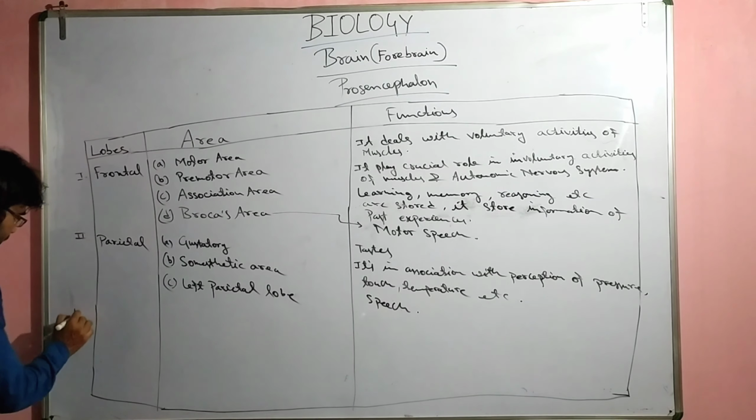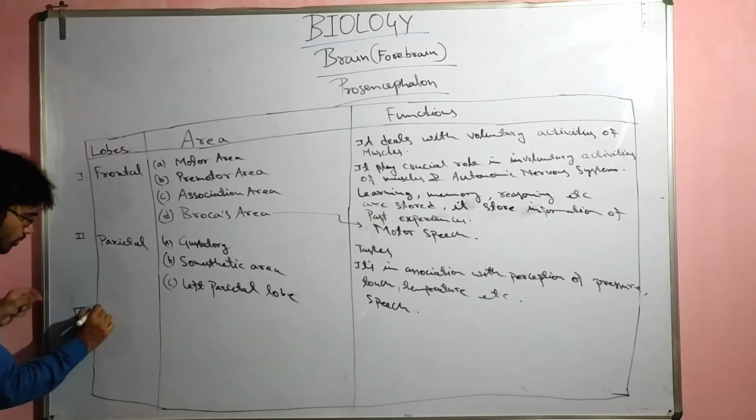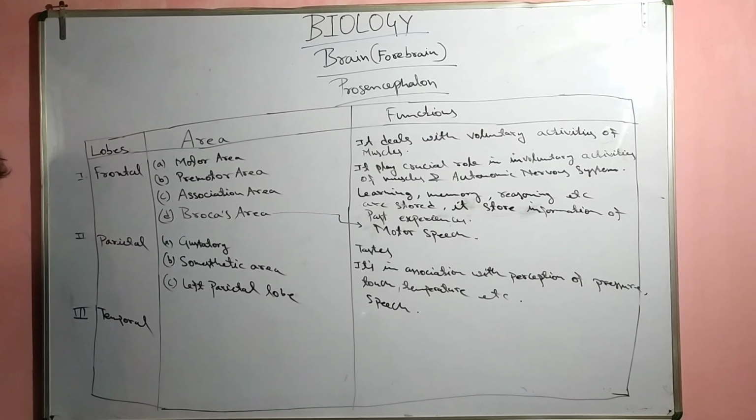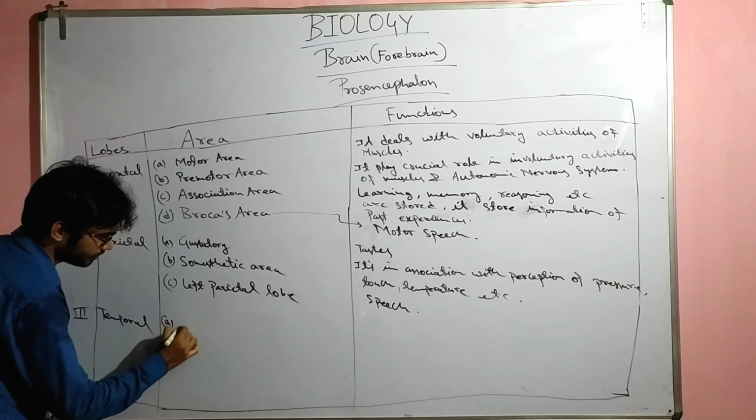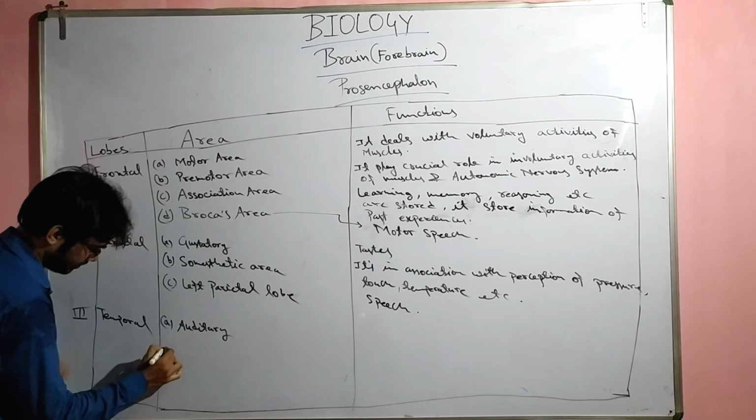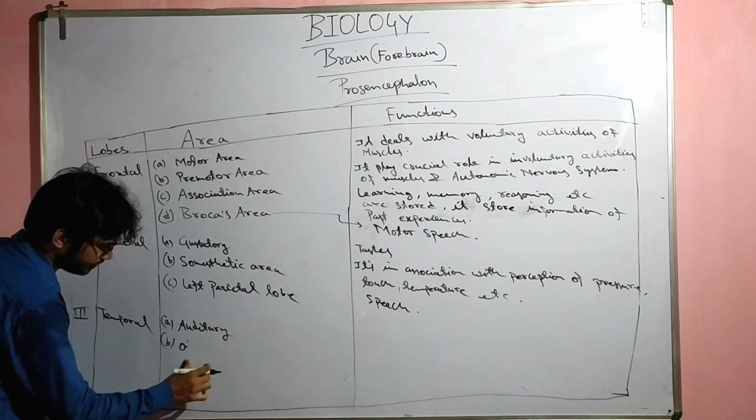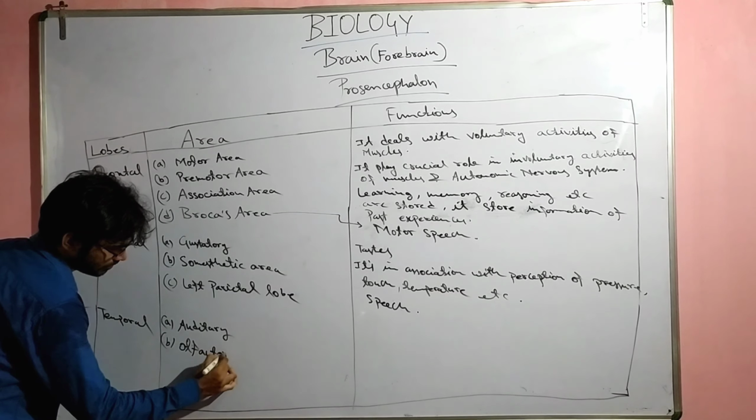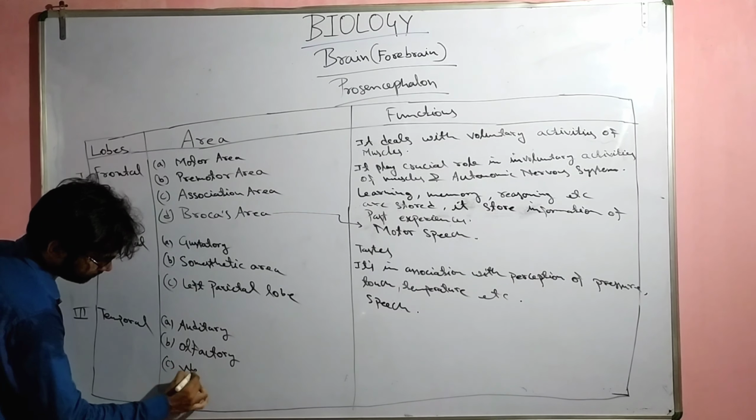Now the third one is the temporal lobe. And it also has three areas: auditory, and Wernicke's area.